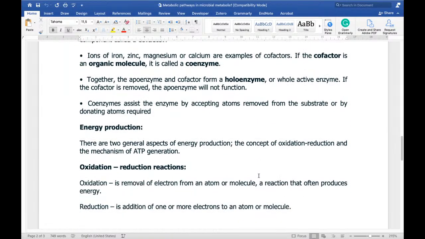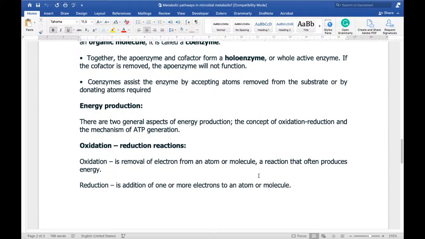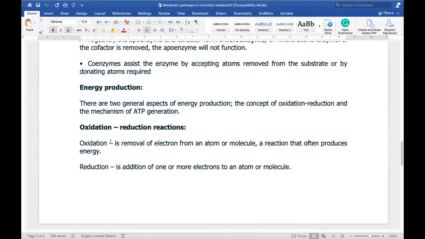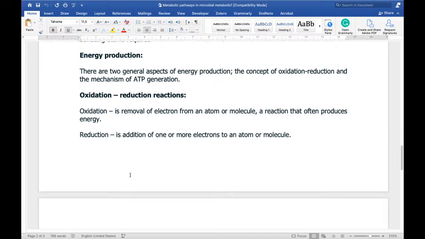Further, energy production is done in oxidation reduction reactions. Oxidation is basically the removal of electrons from an atom or molecule, a reaction that often produces energy. And reduction is the addition of one or more electrons to an atom or molecule.